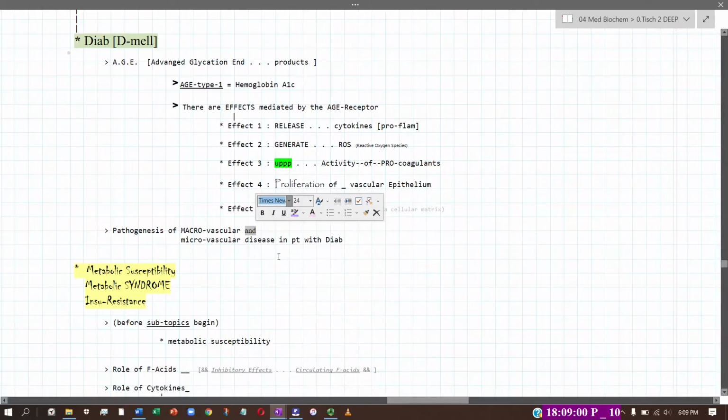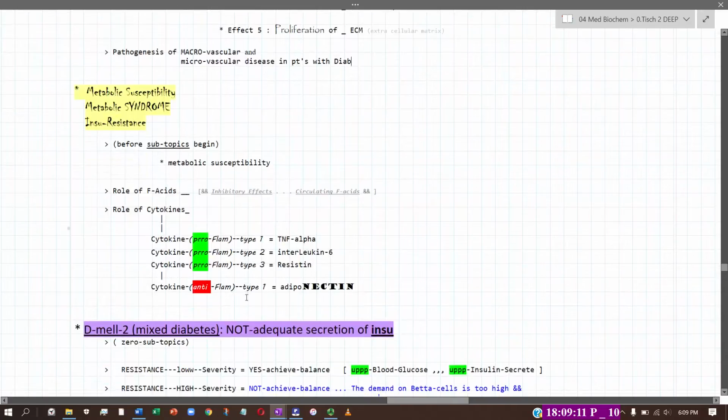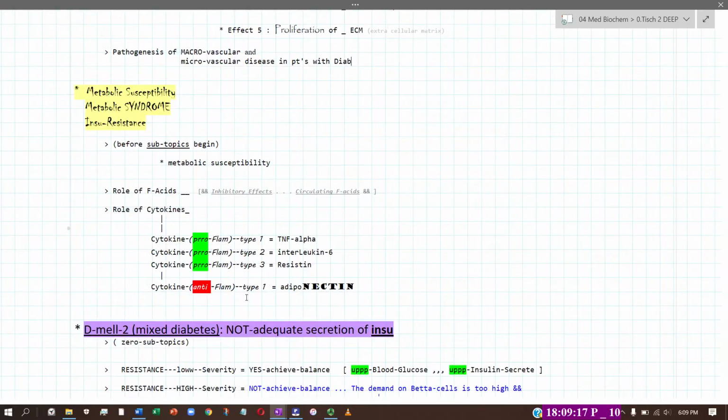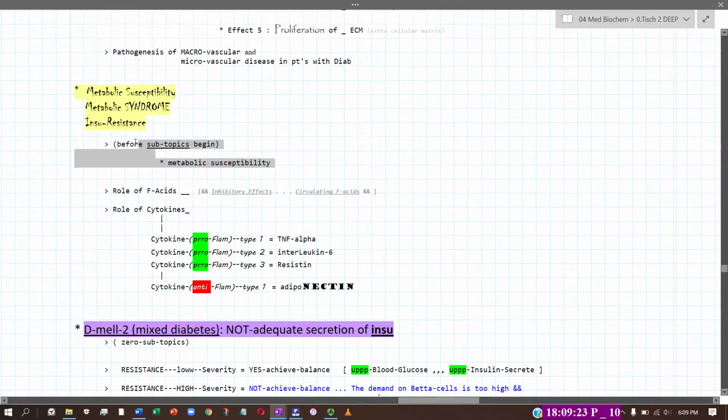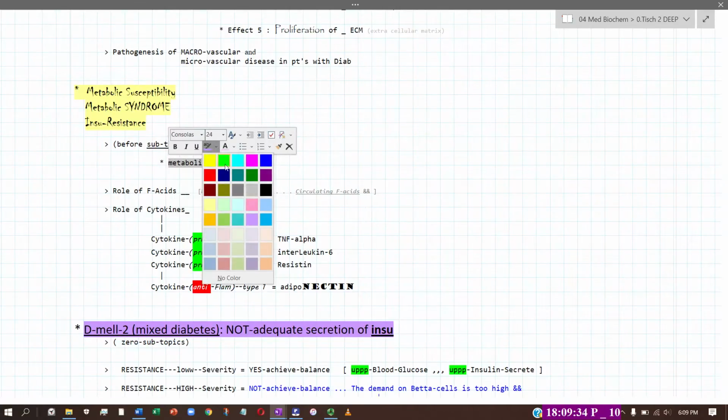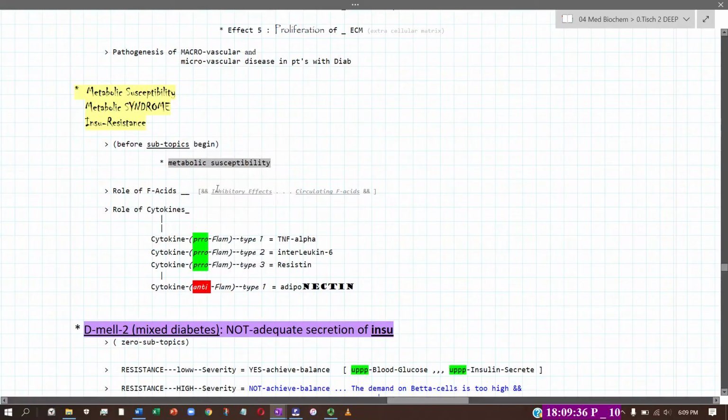So, pathogenesis of macrovascular and microvascular disease in patients with diabetes. I didn't write any notes here. Whatever, let's move on. The next major subtopic is metabolic susceptibility, metabolic syndrome, and insulin resistance. There was a section that doesn't have a subtopic name. However, this key term was encountered: metabolic susceptibility. Cool. Moving on.